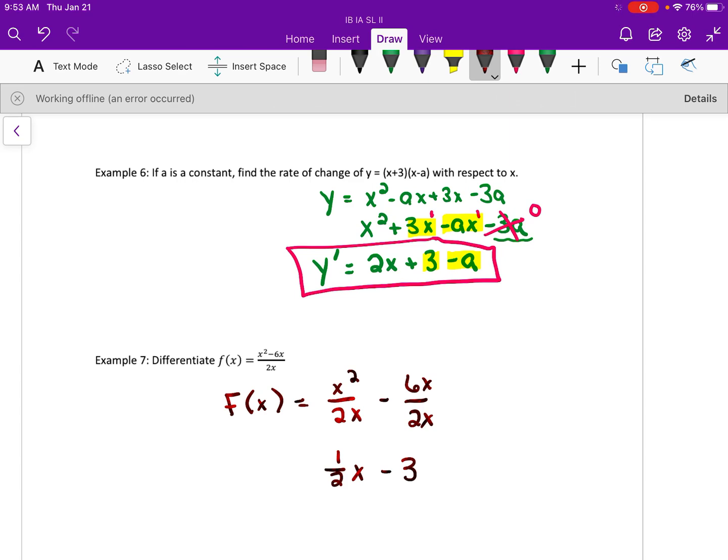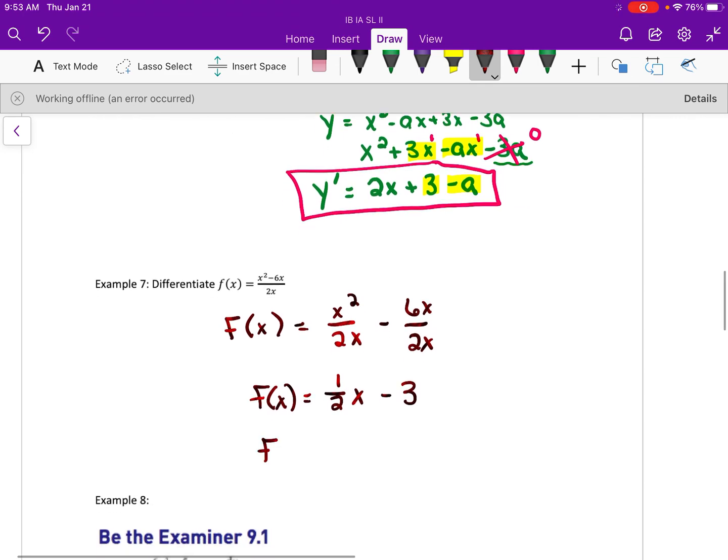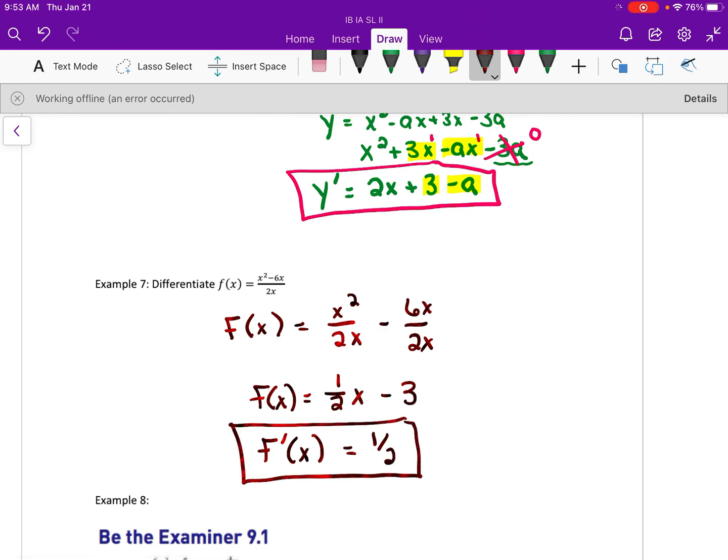Okay, so we've got x squared over 2x minus 6x over 2x. So we end up with f of x just being 1/2 x minus 3. So our derivative is just 1/2, because the derivative of 1/2 x is just 1/2, and then the derivative of the constant goes away. So that's all we have there.